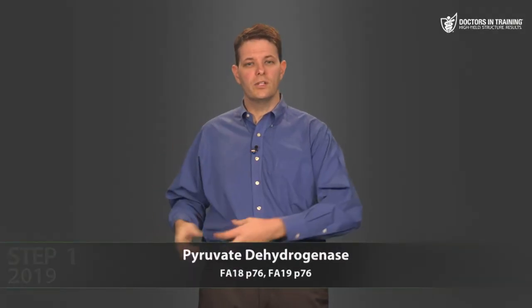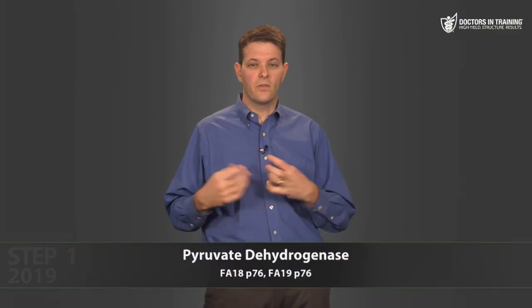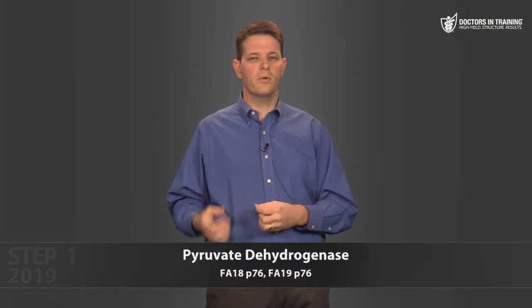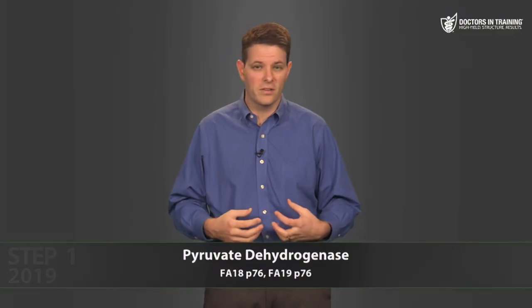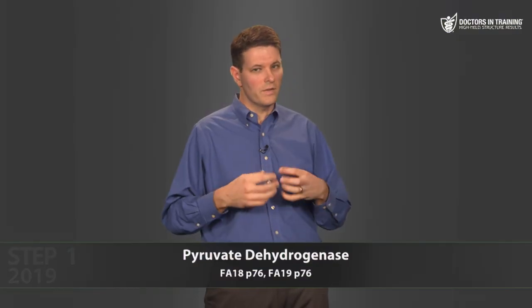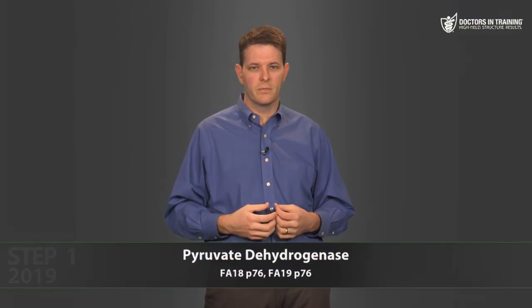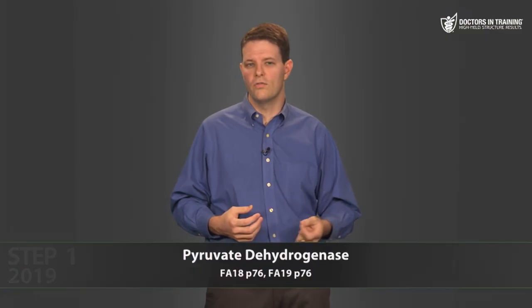Let's talk about how we convert pyruvate to acetyl-CoA for the TCA cycle. The enzyme complex that converts pyruvate to acetyl-CoA is called pyruvate dehydrogenase, and this process is heavily regulated because there are so many different things you can do with pyruvate. If we're going to commit to converting pyruvate into acetyl-CoA so that it can go into the TCA cycle, you want to make sure that that's really what the body needs. Pyruvate dehydrogenase is regulated by the fact that it requires a lot of cofactors.